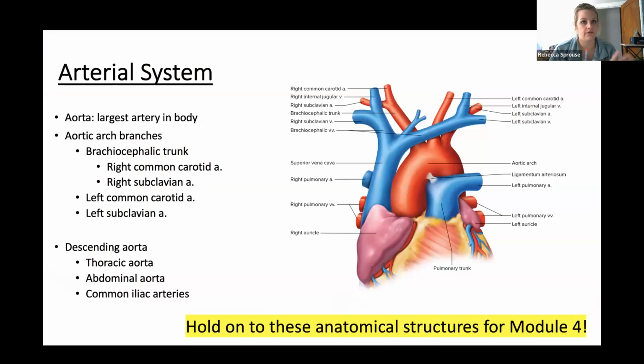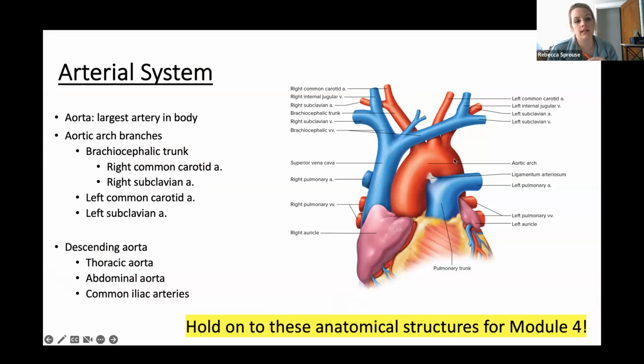Hang on to this slide for the next module, module 4. I'm going to go over this again there. I took out the assignment questions relating to this, but you do need to be aware that this is where the arterial system begins. And so here's your heart.